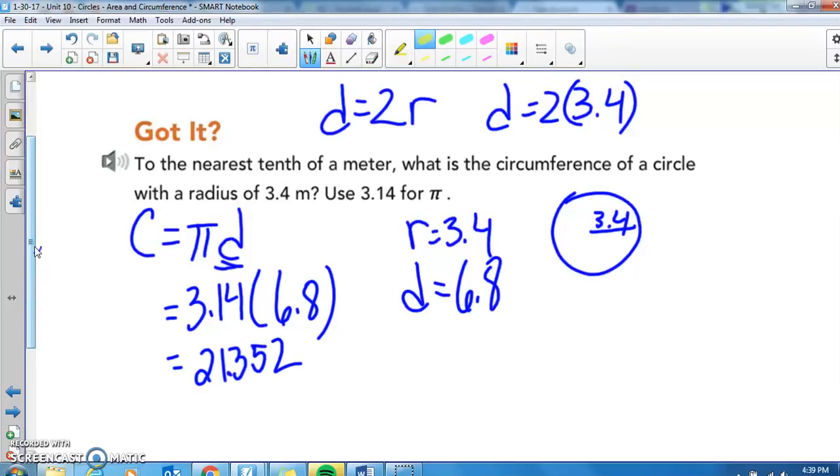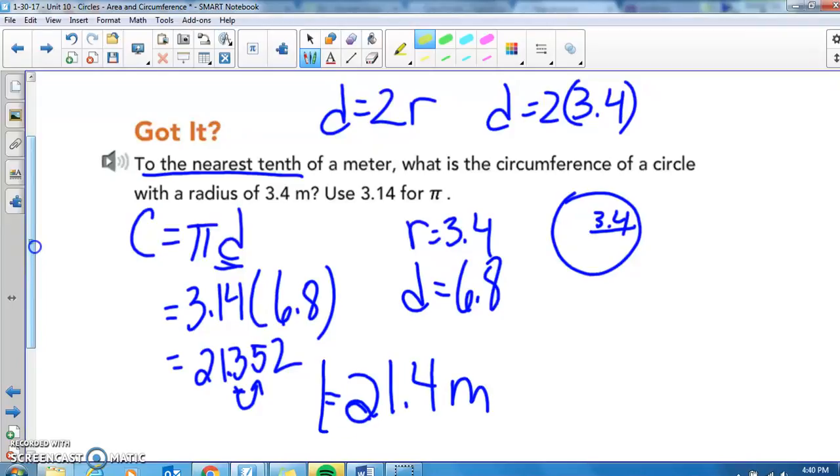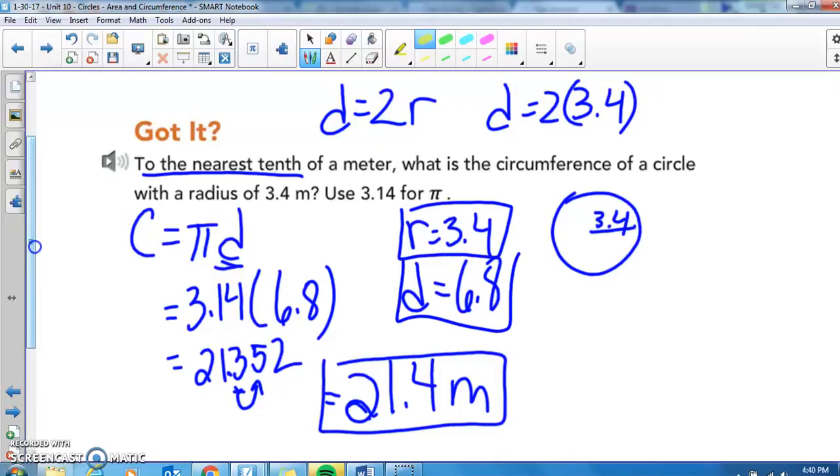All right, it says round to the nearest tenth. This 3 is in the tenths place, so we look at that 5. That 5 is going to cause that 3 to round up. So our answer would be 21.4 meters. Now remember, sometimes you're going to be given the radius, and you'll have to find the diameter. So make sure you can convert from one to the other.